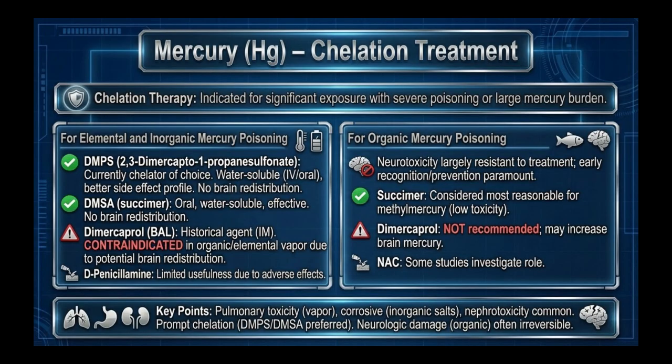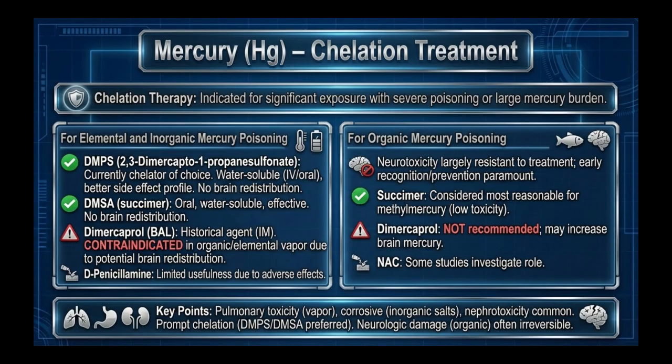Regarding elemental and inorganic mercury poisoning, dimercaprol, historically a primary chelating agent, is used to mobilize mercury from the kidneys and to protect against kidney damage. It is administered via intramuscular injection. Nevertheless, this medication is contraindicated in cases of organic mercury poisoning and exposure to elemental mercury vapor, as it can lead to the redistribution of mercury to the brain, potentially exacerbating neurotoxicity. The text describes 2 chelators used in mercury poisoning treatment.